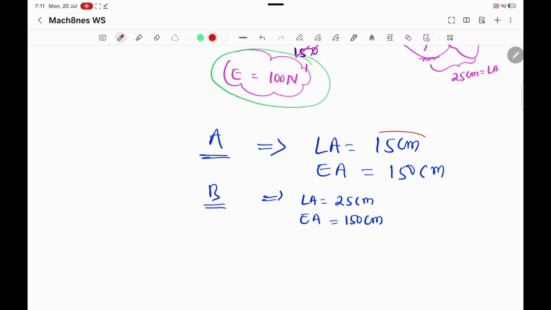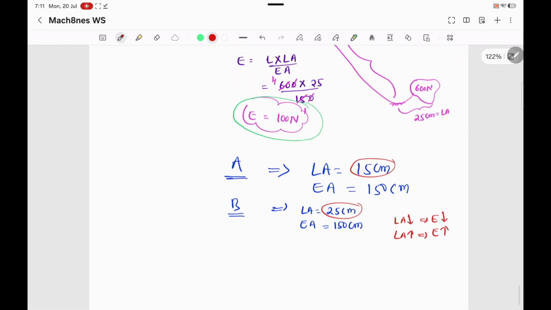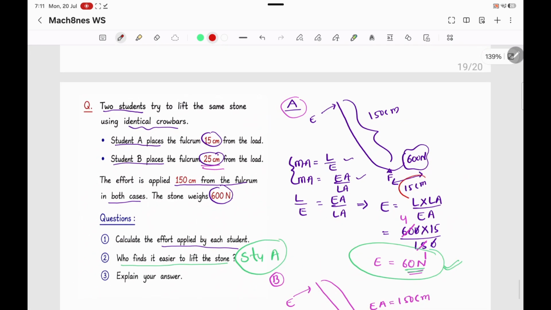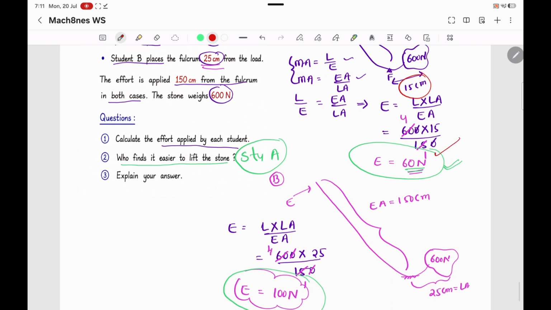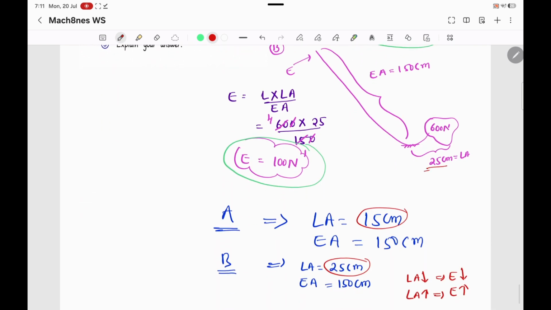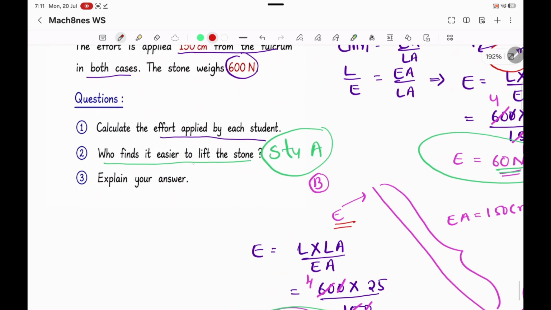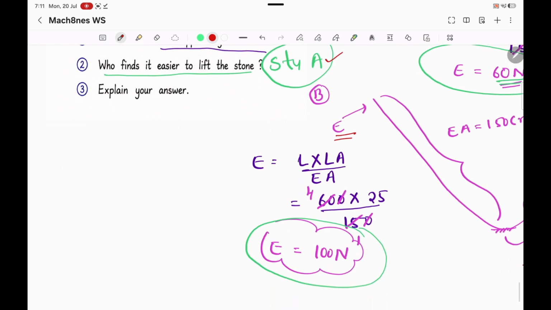Now you can notice the very important thing here. Here load arm is less, and here load arm is more. The very important conclusion is that when the load arm is less, the effort applied will be less. If the load arm is more, for the given effort arm, the effort required will be more. So in student A's case, as the load arm is less, the effort required will be less. Whereas in student B's case, as the load arm is more, the effort required will be more. So here the answer to who finds it easier is once again student A, for the reason we discussed.